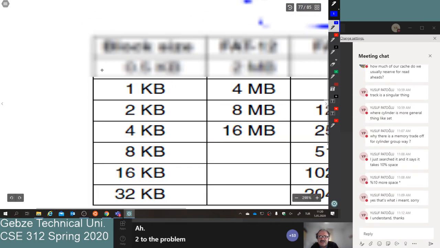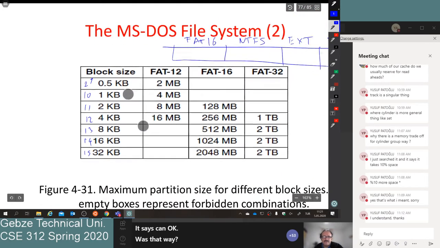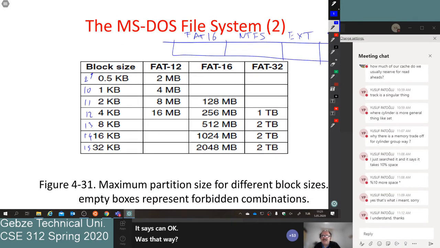2 to the power 9, this is 10, 11, and it goes that way. So these are the block sizes in terms of 2 to the power.